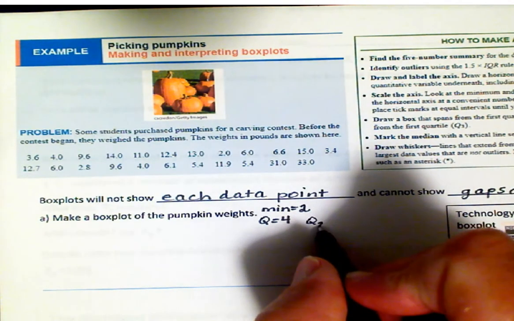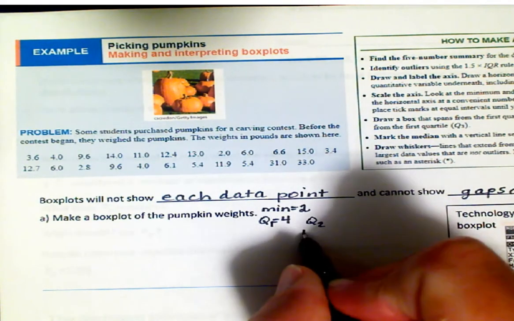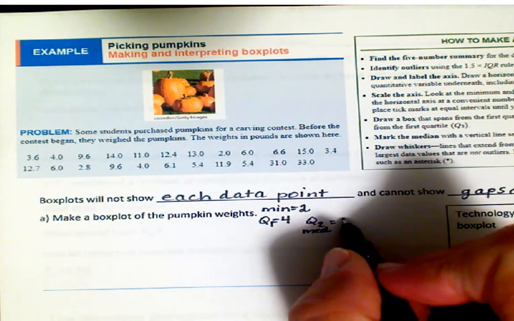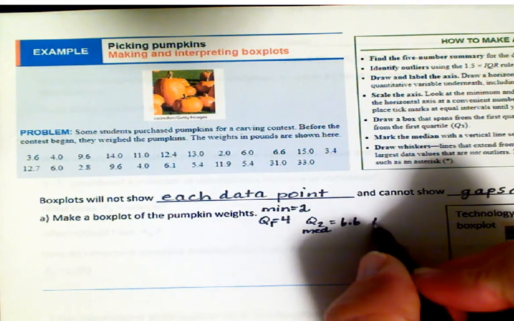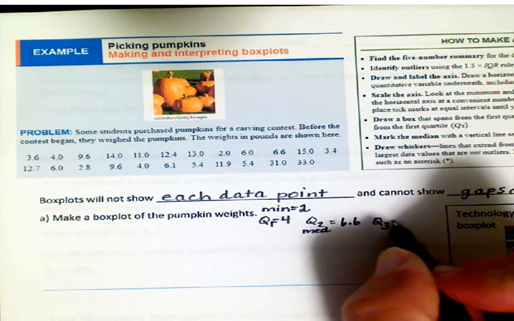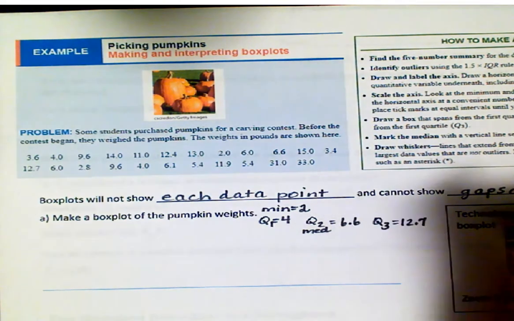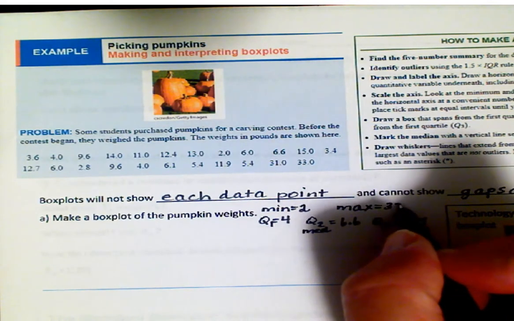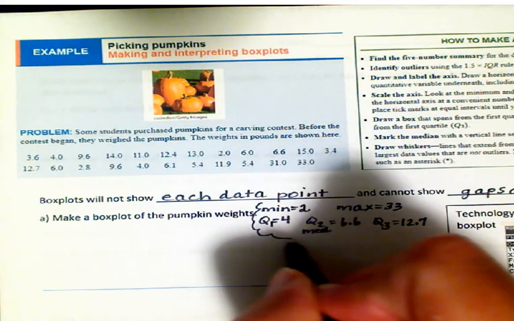Q2, which is sometimes called Q2, or it's the median, which is 6.6. And then Q3, when we looked at our data, was 12.7. And then the max was 33. So there is our 5-number summary.